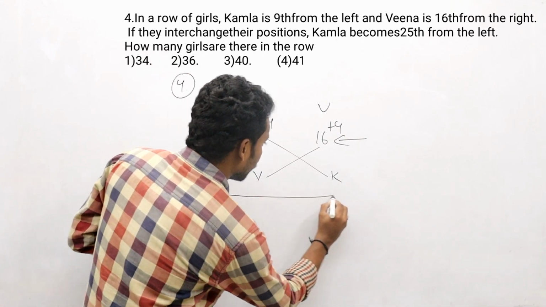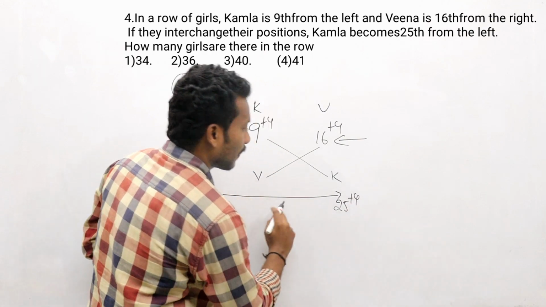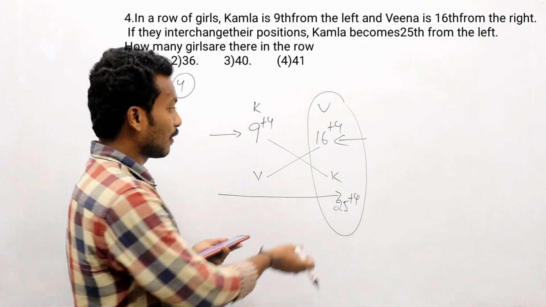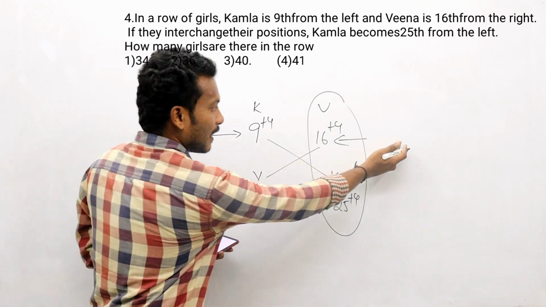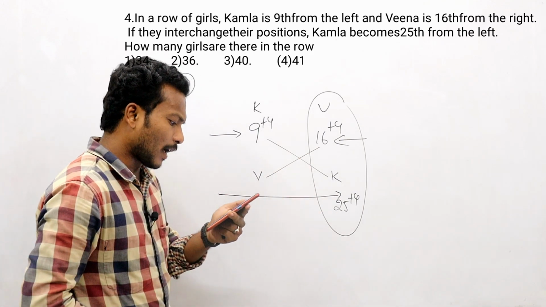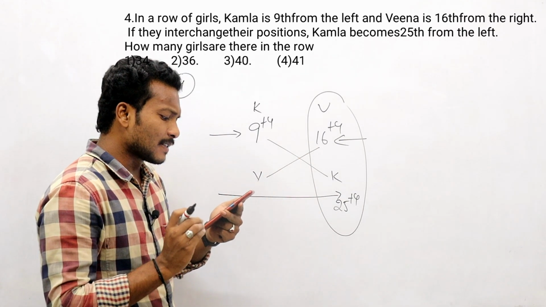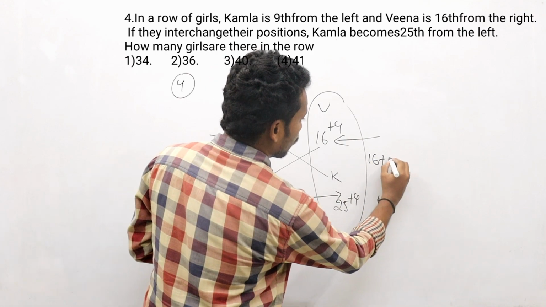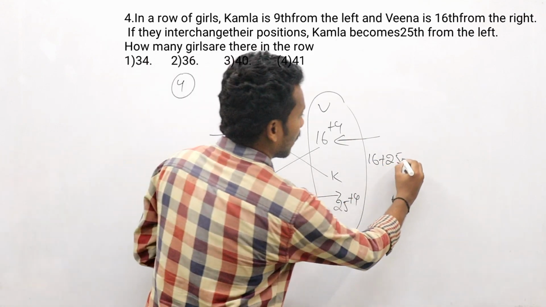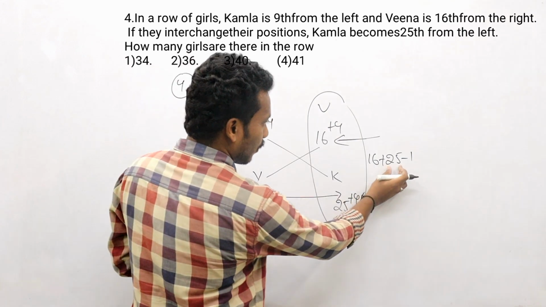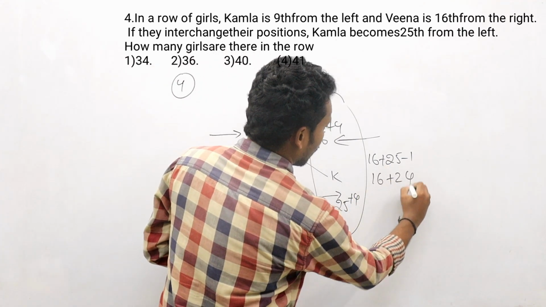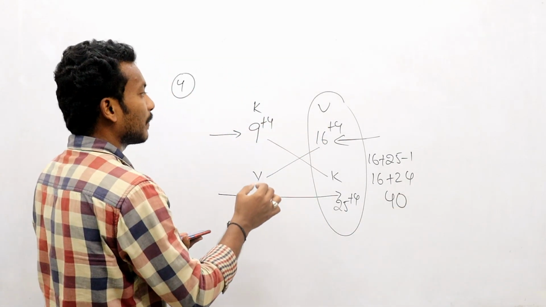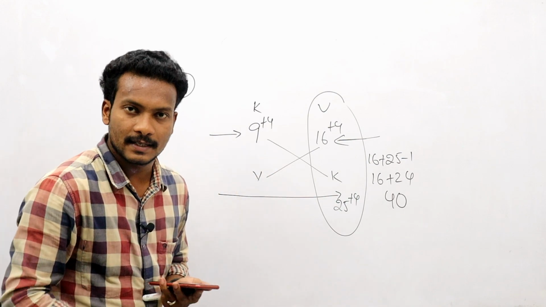Now the place is the same, but the persons are interchanged. This place is 16th from here and 25th from the left. Now he is asking how many girls are there in this row. For finding the total number of children, here it is 16th position, here it is 25th position. Finding a number of, that's why we take minus 1. 16 plus 25 minus 1, that is 24, so 16 plus 24 is 40. The number of girls present in this queue is 40. Okay, right?